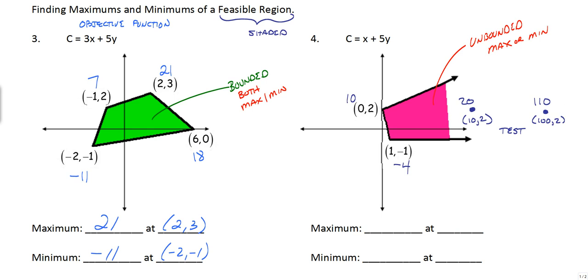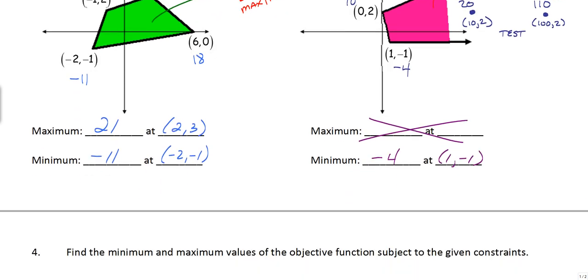So if it doesn't ever stop getting bigger, will you ever have a maximum? And the answer is no. So this would technically be our max. But what if we got to (1,000, 2), or (10,000, 2), or (1,000,000, 2)? It's never going to have a maximum. So your test point tells you what you don't have. So you have a minimum of -4 at the coordinate (1, -1). All right, so that is an example of maximums and minimums with a feasible region.